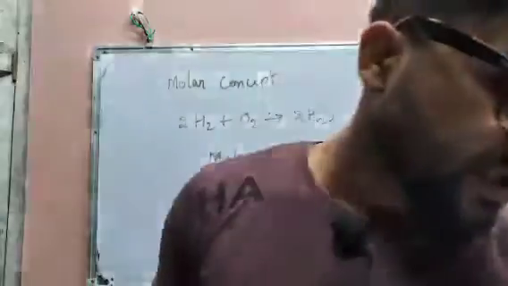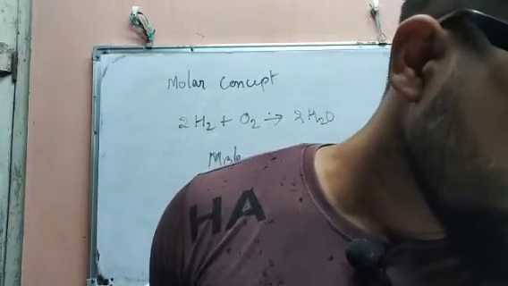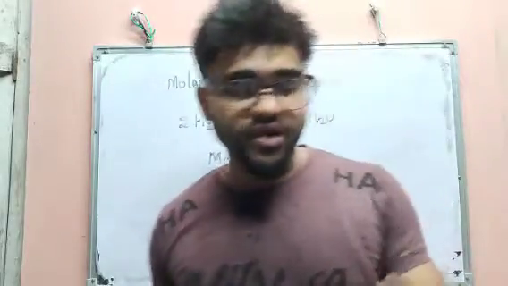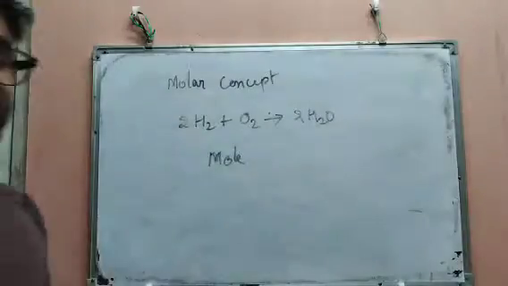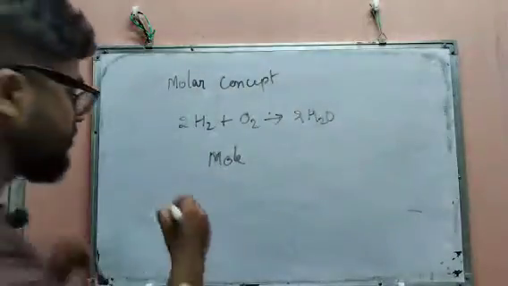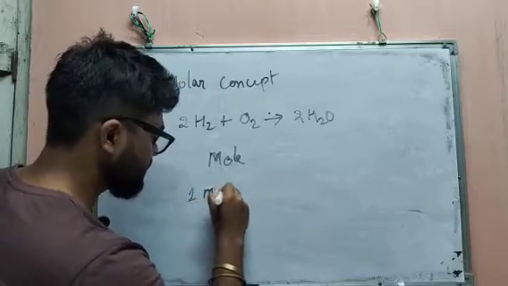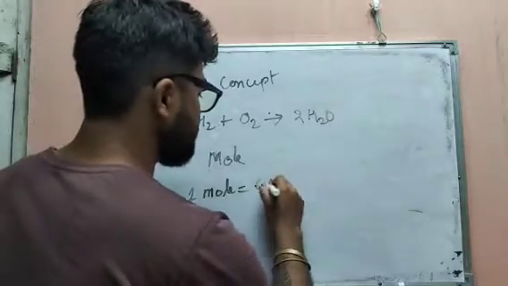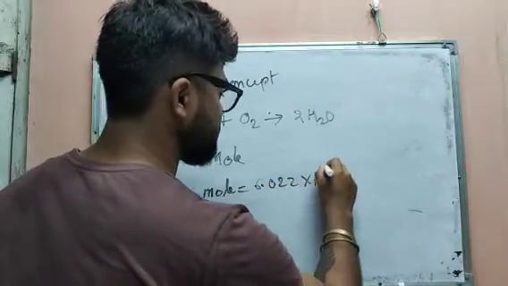introduced by an Italian scientist named Emilio Avogadro. This molar concept was introduced by an Italian scientist whose name is what? Emilio Avogadro, and in his honor we keep that 1 mole. That is, 1 mole is always equal to 6.022 into 10 to the power 23 molecules, 23 in number.